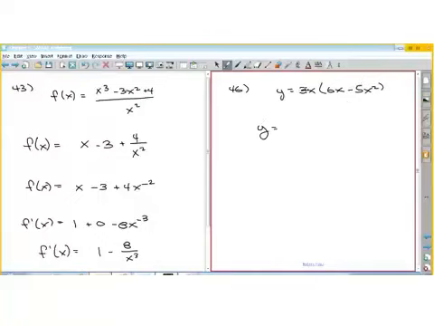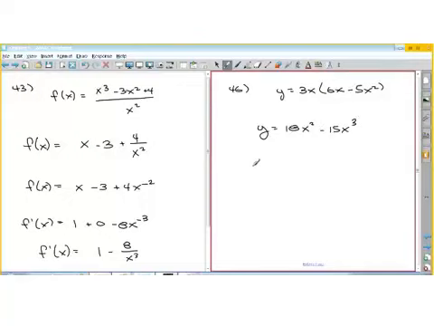So you'd have 3x times 6x, which would be 18. 3 times 6 is 18. X times x is x squared. And you'd have negative 5 times 3, which would be negative 15. X times x squared is x cubed.